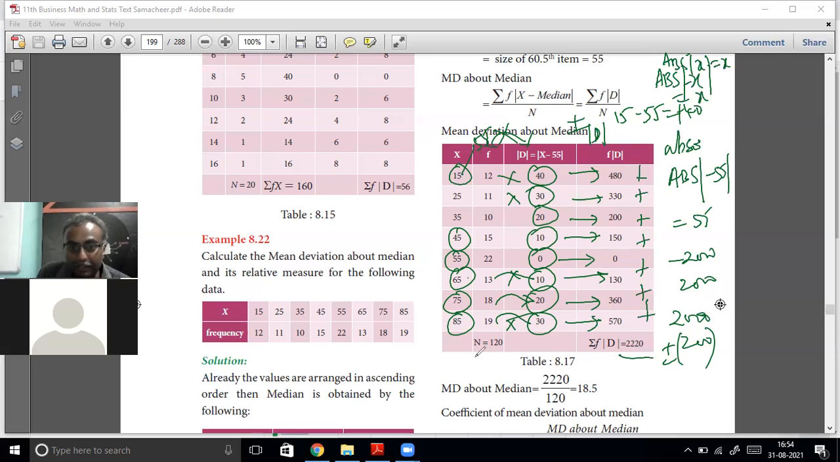Then n is equal to sigma f. I'll add all the frequencies. 12 plus 11, 23, 33, 48, 58, 68, 70, 83, 91, plus 19. Yes, 120. Earlier I left off something, 119 was coming, but 120 should come. Yes, 120.